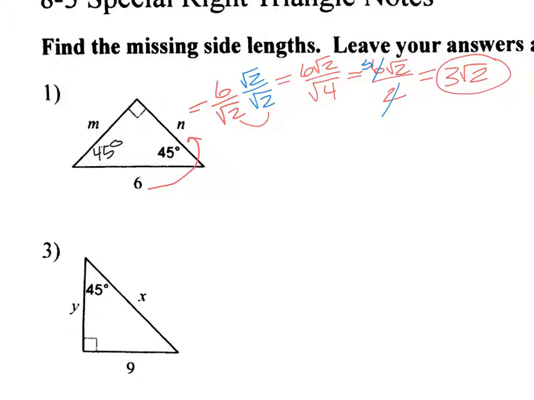Now, that's a lot of stuff right there. Can be somewhat confusing too. So the good thing is I only had to do that one time. Why? Because since this is a 45, 45, 90, remember I said that's an isosceles. Therefore, whatever n is, m is exactly the same thing. So that would be 3 square root of 2 also. Okay, let's go to problem number 2.